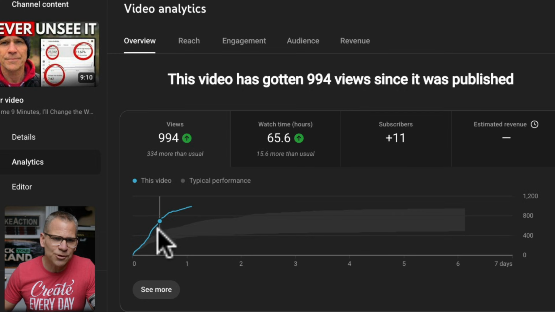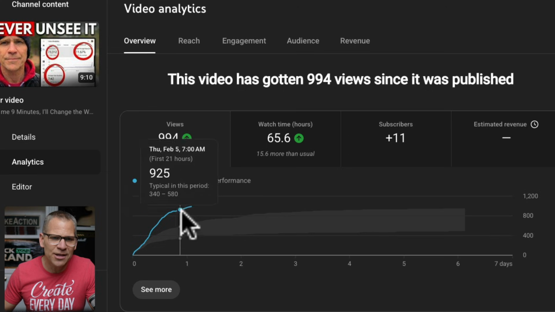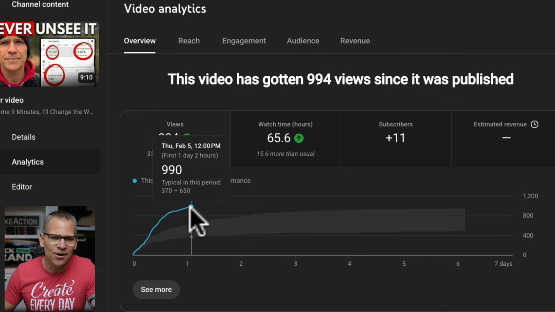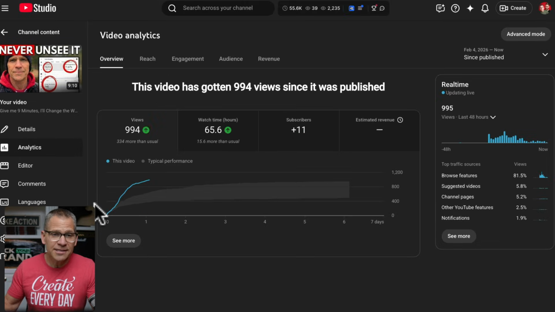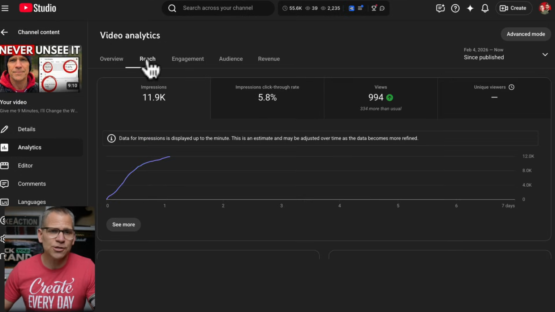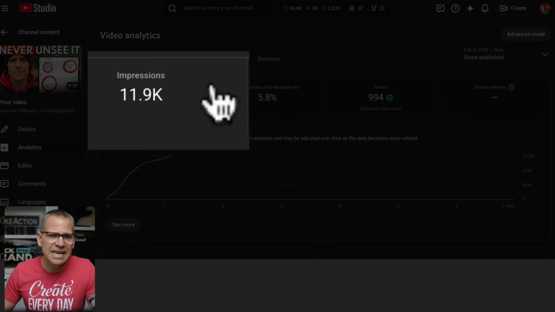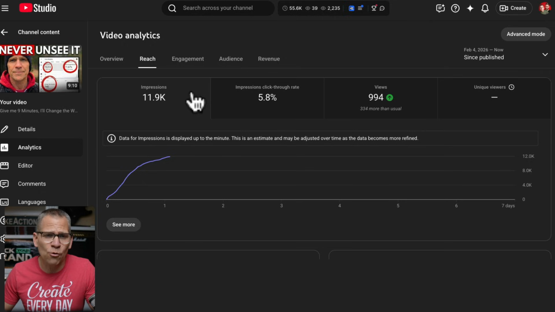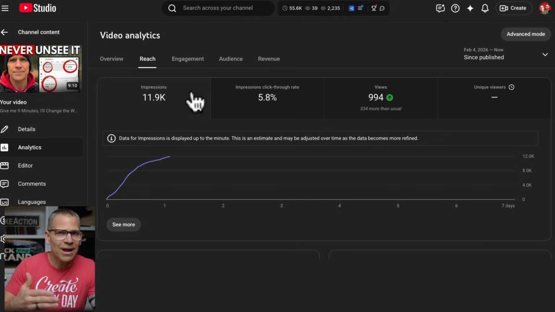So if we look at this right here, this is the average. You can see that dark gray, and then you can see this right here. This is really a good sign. If we go into the reach, look at 11,900 impressions, almost 12,000 impressions in the first 24 hours. Our baseline, because we're always looking at that, is around 8 to 10,000. So this is above average.